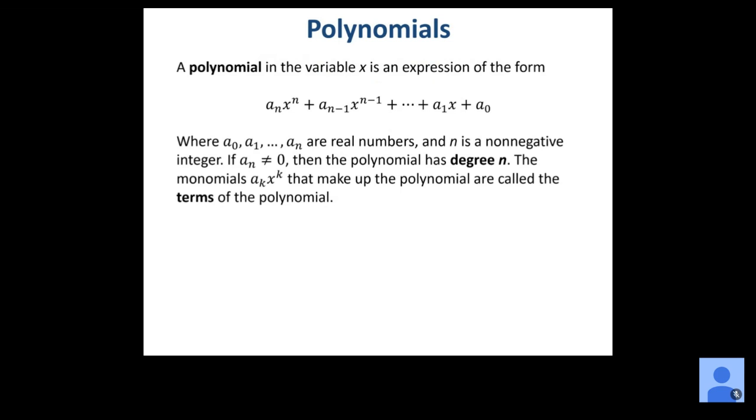Now, each of these things that make up the polynomial that are separated with addition or subtraction, those are what we call terms of a polynomial. So we can look at the number of terms to determine what type of polynomial we actually have.